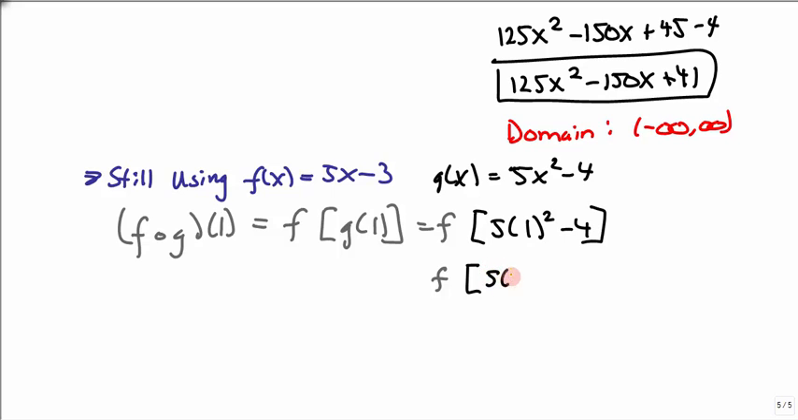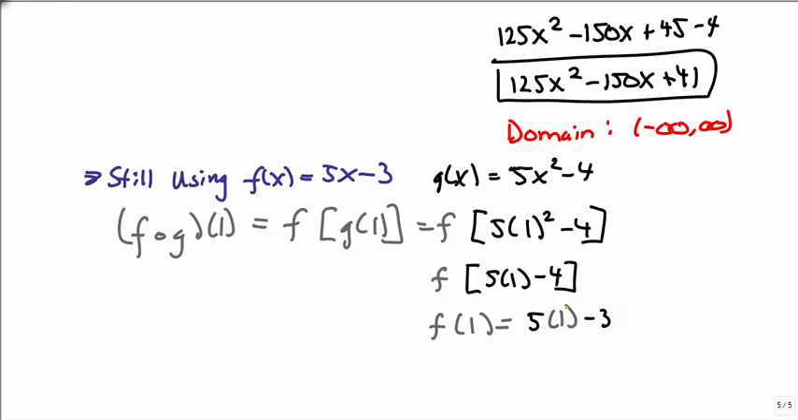Now 1 squared is 1. 5 times 1 is 5. 5 minus 4 is 1. So this boils down to f of 1. So that means I plug 1 into my f function then, which would be 5 times 1 minus 3.